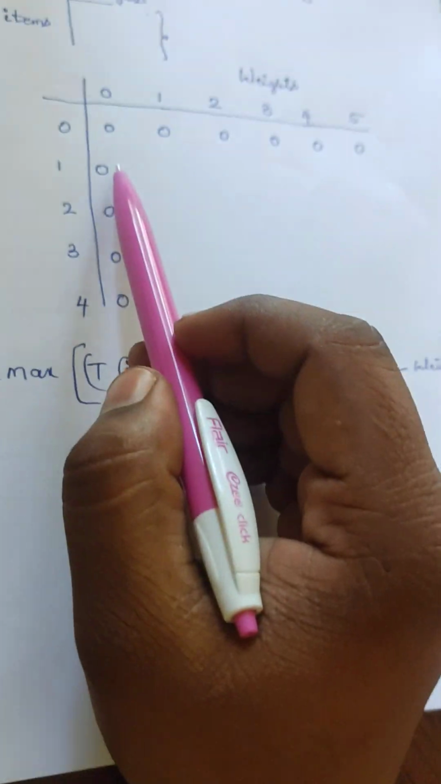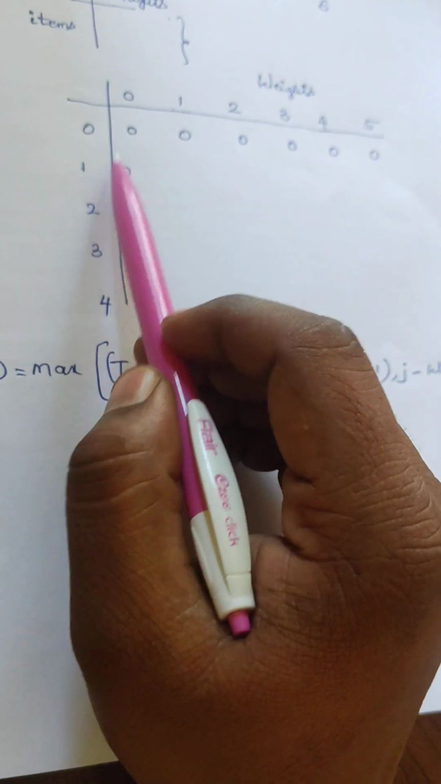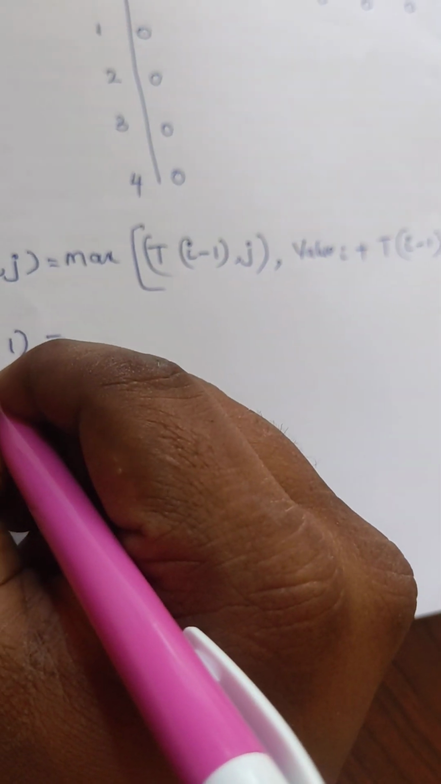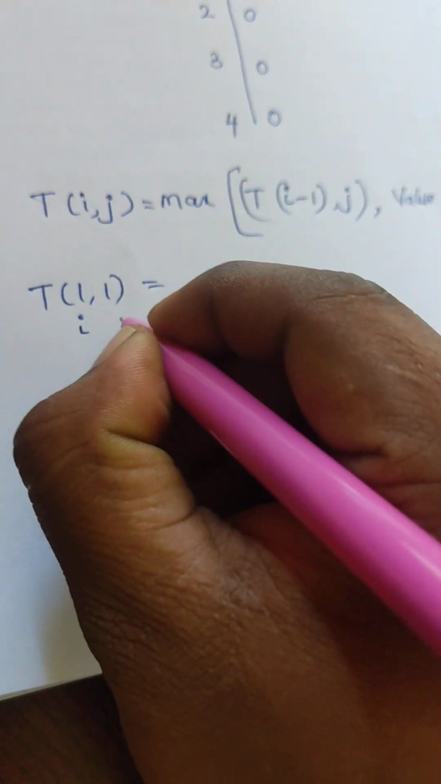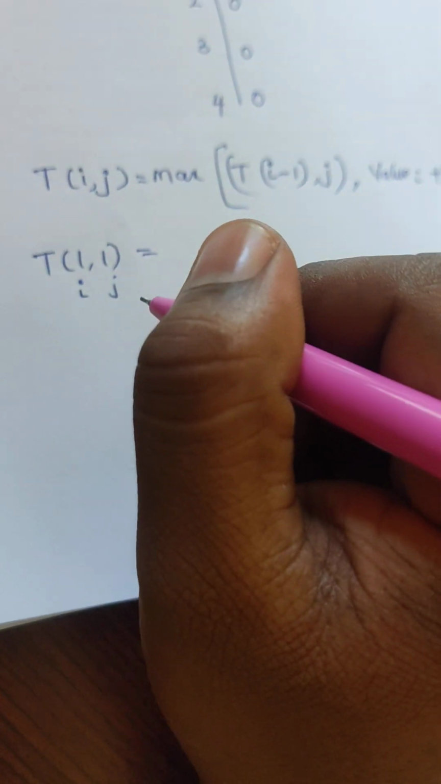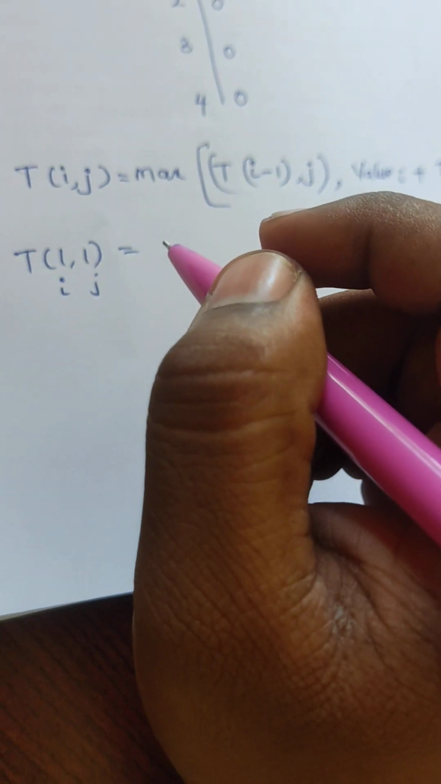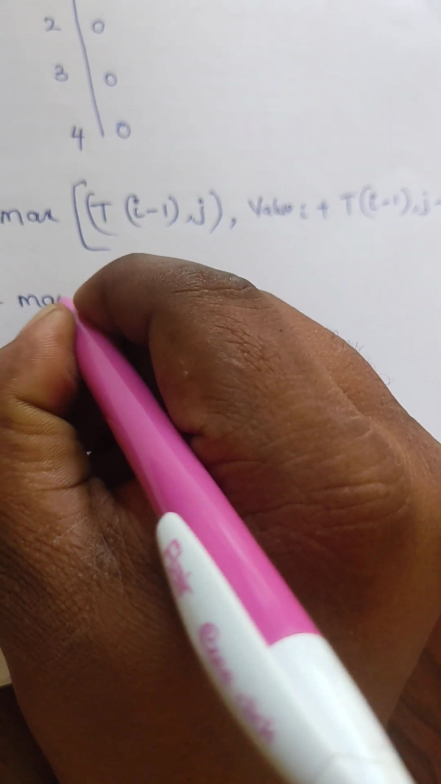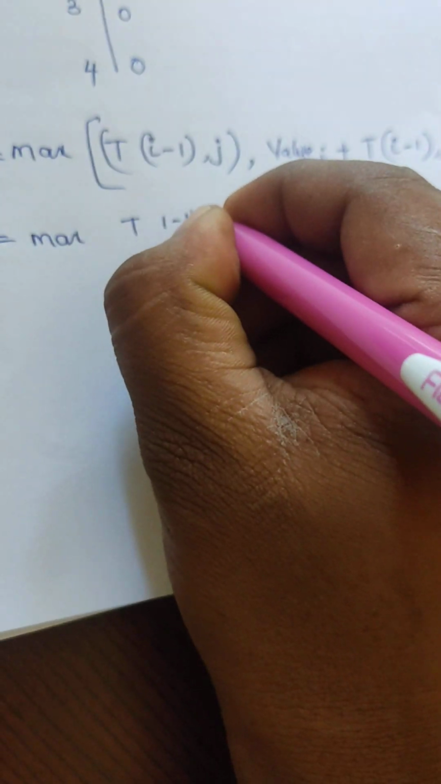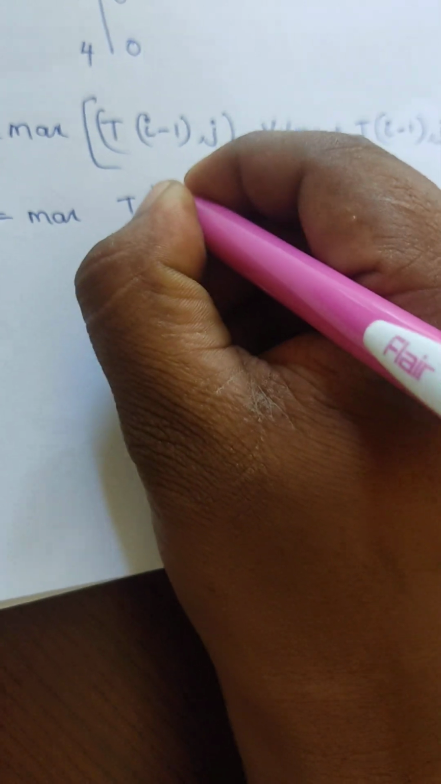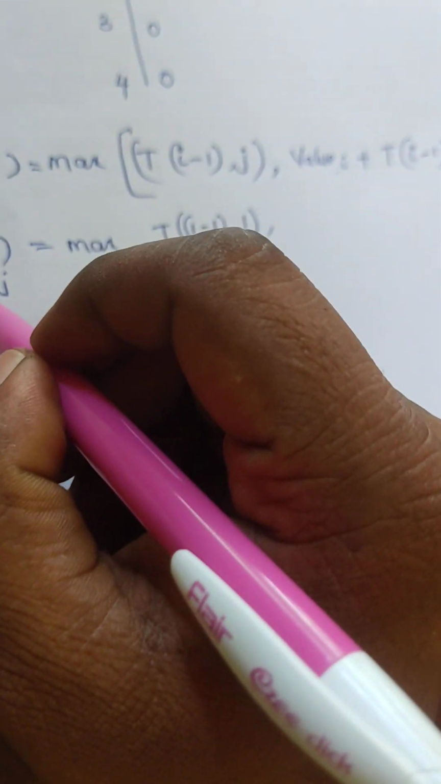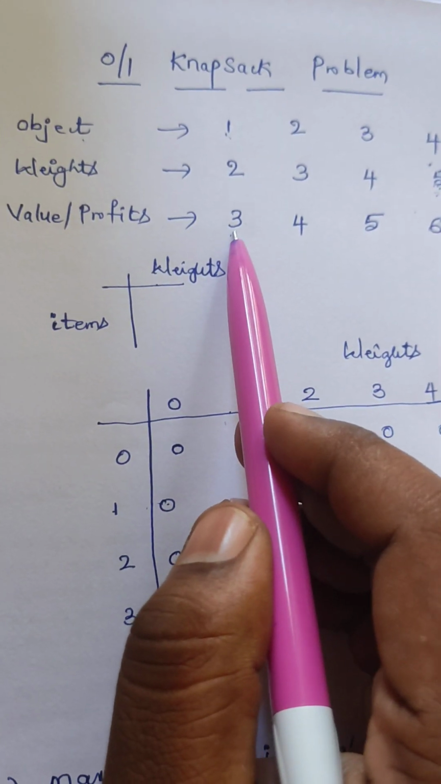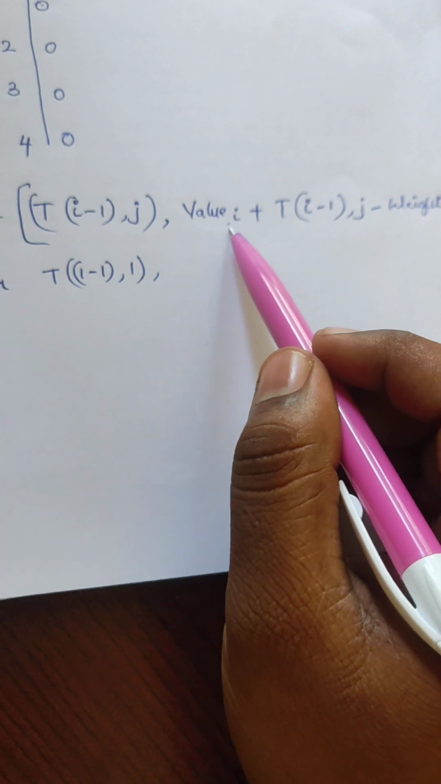Now we need to calculate the value at position 1 comma 1. I take the value as T of 1 comma 1, so here my i value is 1 and j value is also 1. Now I simply substitute the values, i is equal to 1 and j is equal to 1. So max of T of 1 minus 1 comma 1, and value of i. For object 1 the profit is 3, so the value of i should be 3.